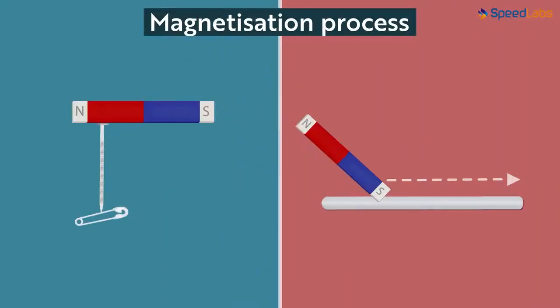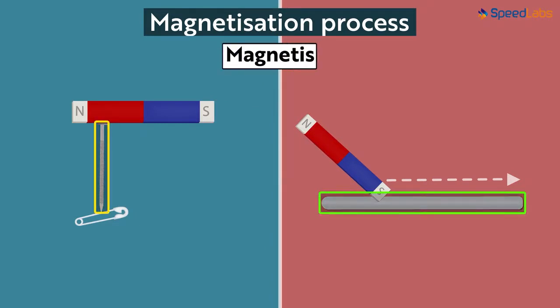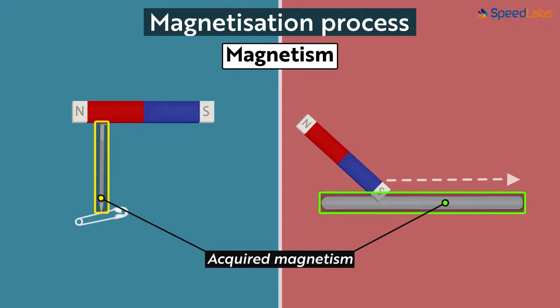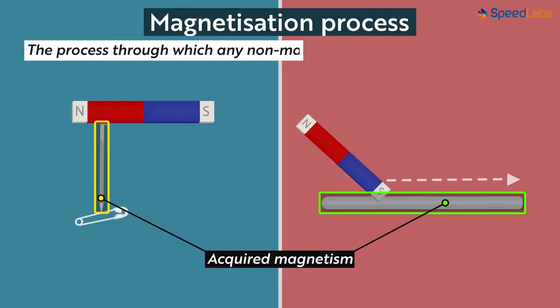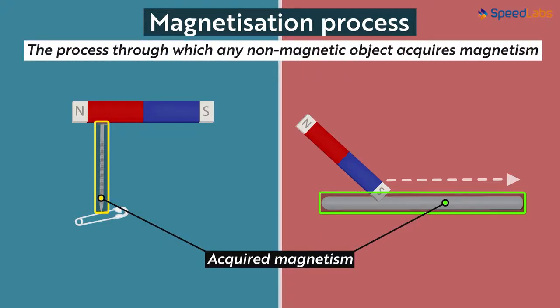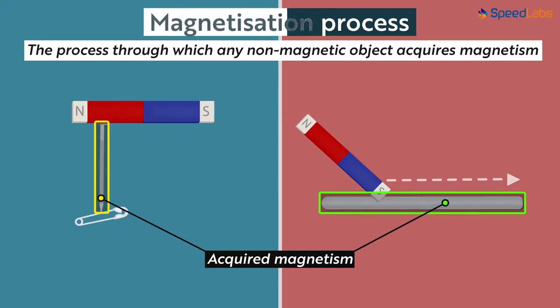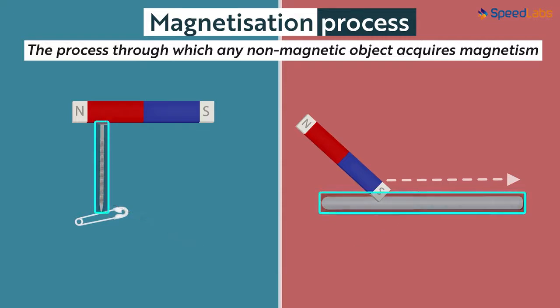Look at the example we saw. What is happening here is that the two objects are acquiring magnetism through their processes. So these objects weren't magnets. They acquired magnetism. This process through which any non-magnetic object acquires the property of magnetism is called magnetization. Yes, magnetization. This can also be defined as a process to magnetize any non-magnetic object. So in these processes, we are magnetizing the ferromagnetic objects.